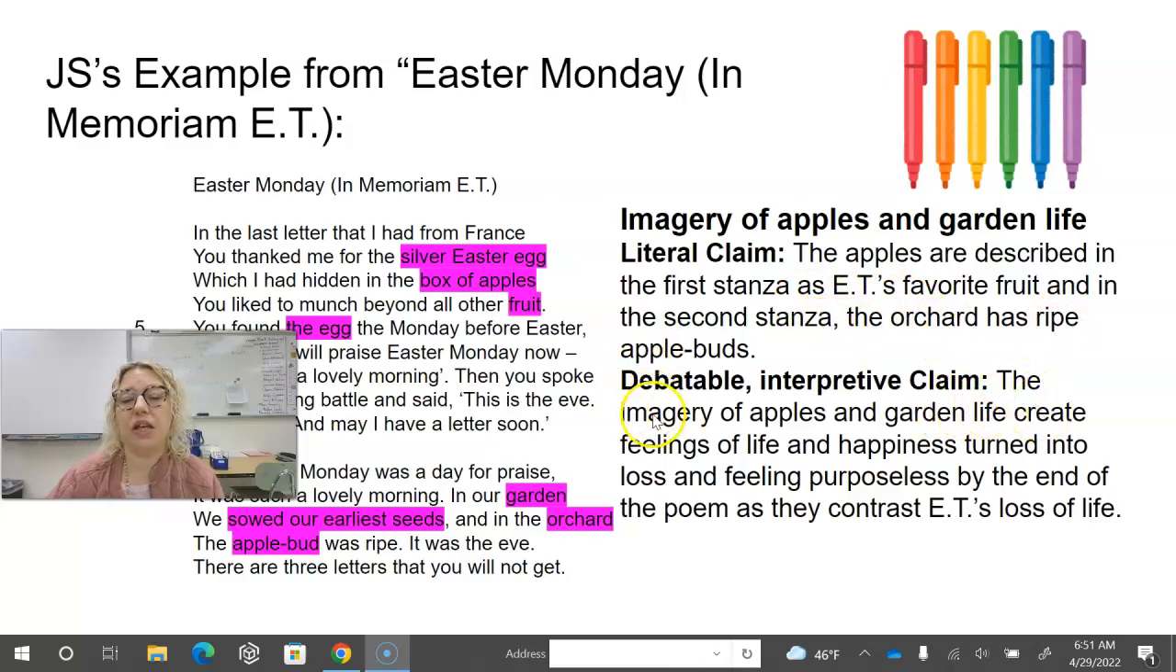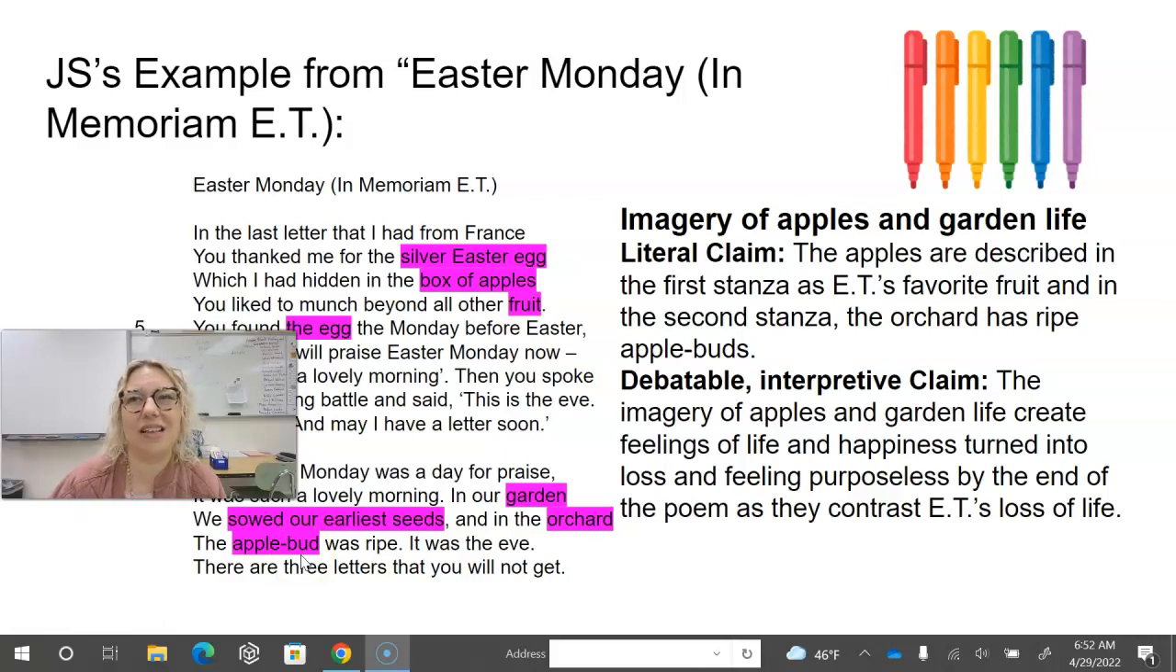Debatable interpretive claim: the imagery of apples and garden life create feelings of life and happiness turned into loss, feeling purposeless by the end of the poem as they contrast E.T.'s loss of life. And so the progression of the imagery is interesting because at first we have a box of apples, but by the end we have apple buds, and buds are what will become the apples. And so we have a movement from whole apples to really the beginning of the next round of apples.